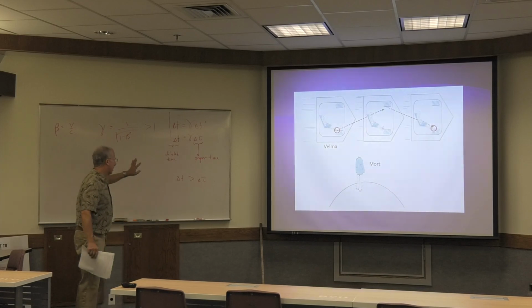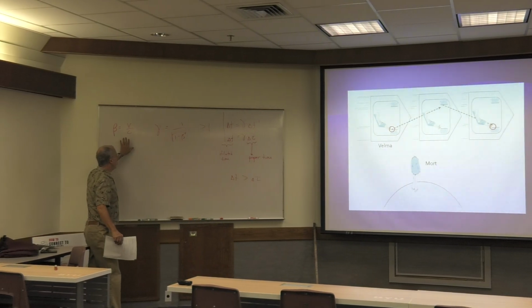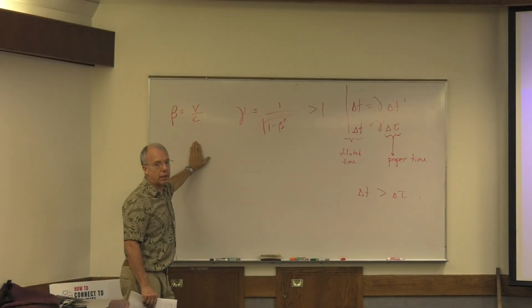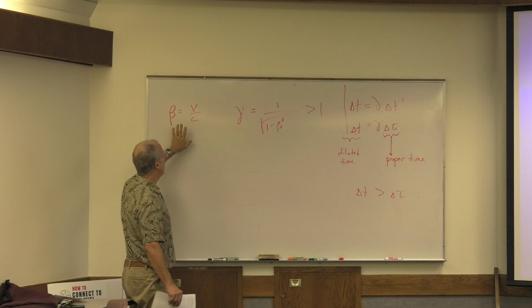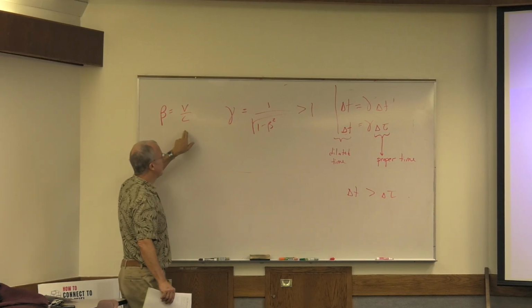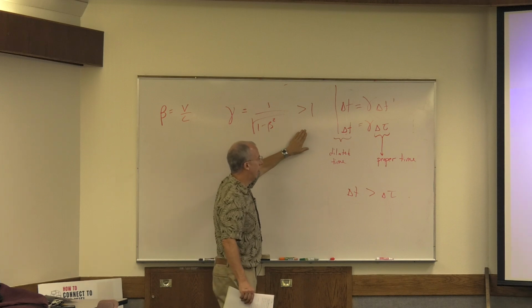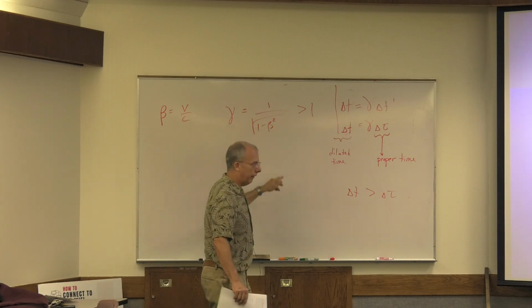Okay, I want to say something about this again. You want to know these two here because I promise you they're going to make life easy for you. So just remember, write it down somewhere: beta = v over c, gamma = 1 over the square root of 1 minus beta squared, which is greater than 1. These are just going to really make your life easy.